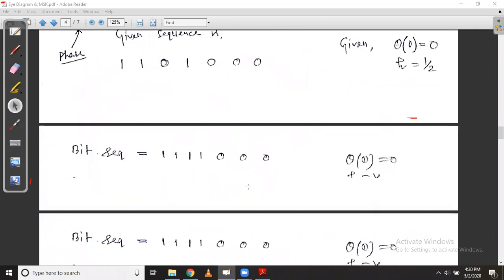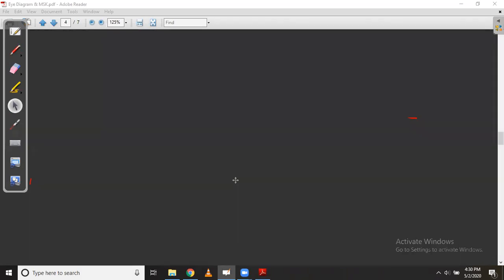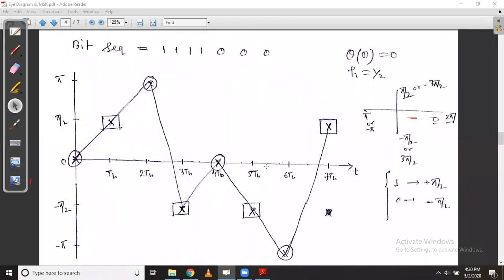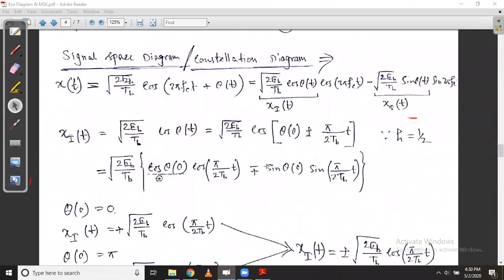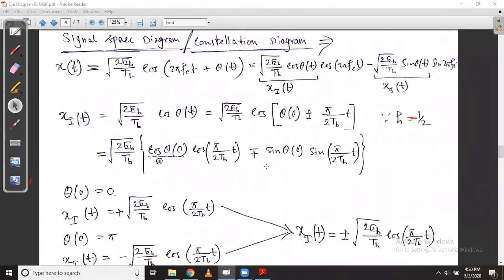This is phase trellis. One more example is given here, you check it out. Now, important thing, that is the constellation diagram or signal space diagram, from where we are able to calculate the probability of error for any modulation scheme. This also I think I have discussed last time.